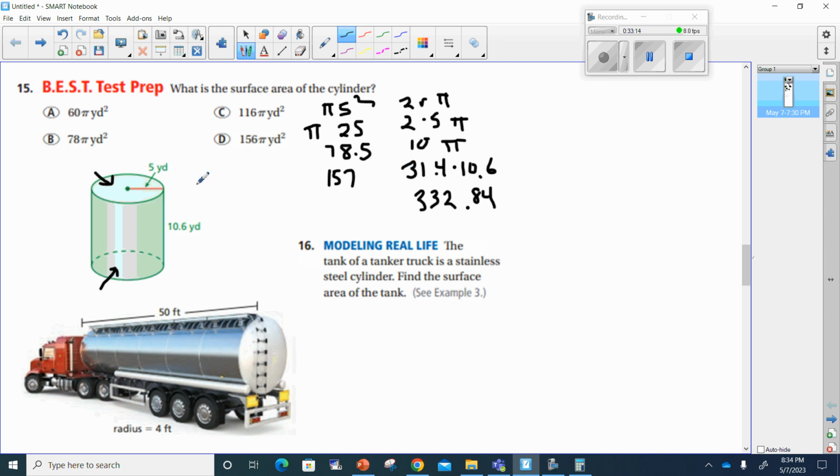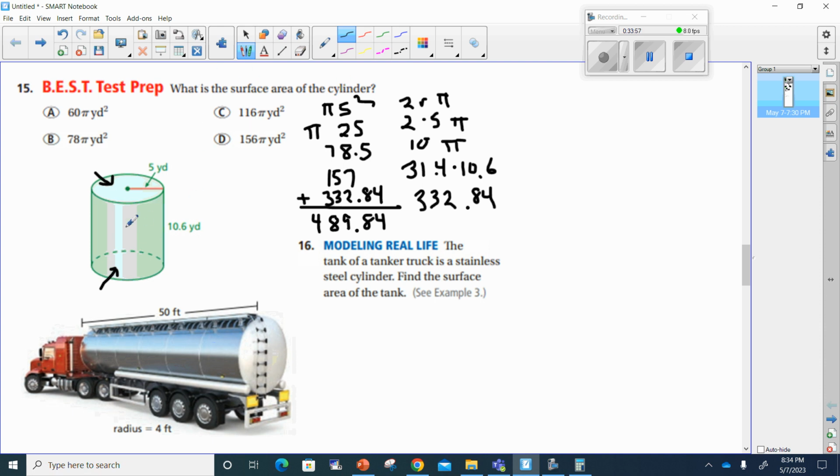So now that I've got that, I've got to add that to this number over here, 332.84. We're just going to add these together. And when I do, I see I got a 4 there, 8 here. Decimal comes down. 7 plus 2 is 9. 5 plus 3 is 8. And 1 plus 3 is 4. So this looks like 489.84. That's none of these answers, is it?